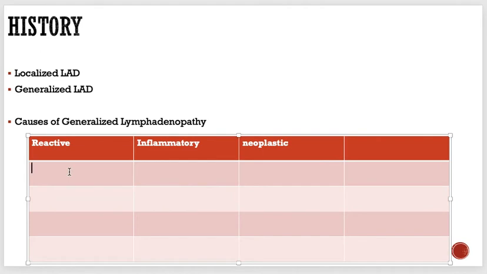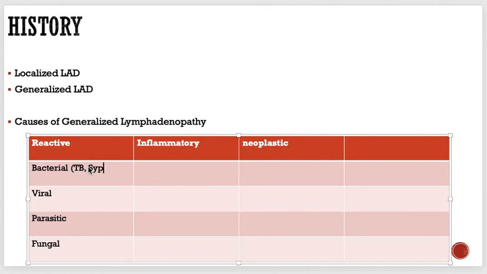And when you talk about the reactive one, of course, the infections could be bacterial, it could be viral. I think very easy. You guys are good in this by now. It could be parasitic infections, and it could be, for example, fungal infections. So bacterial infections, viral, parasitic infections, all these things can give generalized lymphadenopathy. For example, I will give you the example of tuberculosis. It can lead to generalized lymphadenopathy.